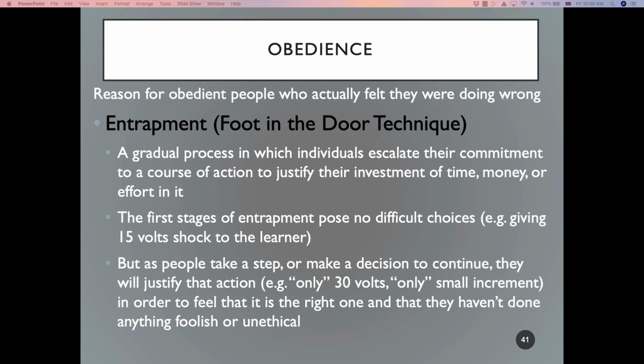So why do we follow orders? Why do we conform? Why do we obey? A lot of it is to do with entrapment. The foot in the door technique. It's a gradual process. Just like that man stealing the baby. Just like the electrocution, putting up that voltage by 15 volts. You start off small, you ask somebody to do one small thing, and it can turn into bigger and bigger asks.